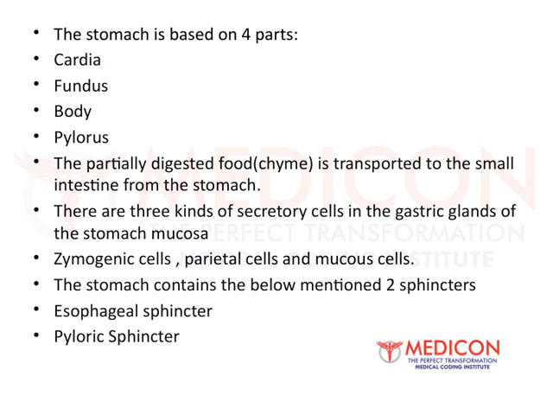Now, to control the movement of food and prevent backflow, the stomach has 2 important sphincters: the esophageal sphincter at the top, which prevents stomach contents from refluxing into the esophagus, and the pyloric sphincter at the bottom, which regulates the passage of chyme into the small intestine.